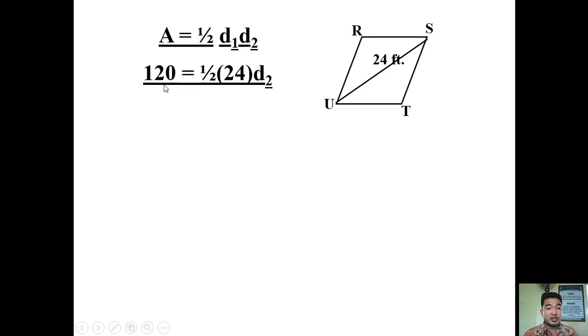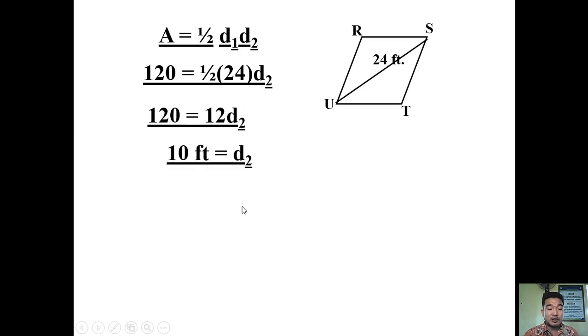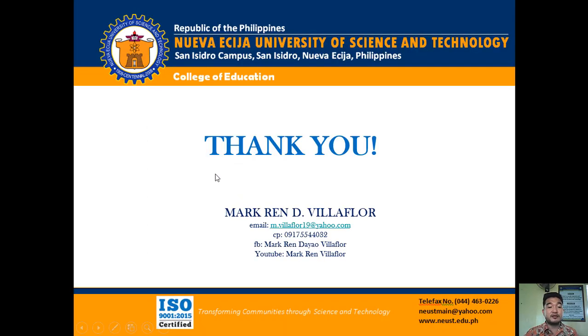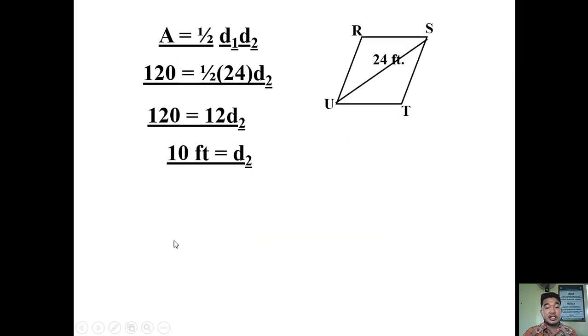So you will have A, which is 120, equals 1/2 of 24 times the diagonal 2. And then simplifying this further, you will have 120 equals 1/2 of 24, which is 12, times D. Then to solve for D, you divide the whole equation by 12. 120 divided by 12 is equal to 10. Meaning the measurement of the other diagonal is equal to 10 feet.